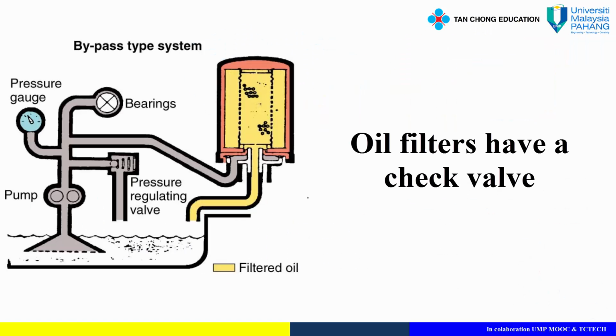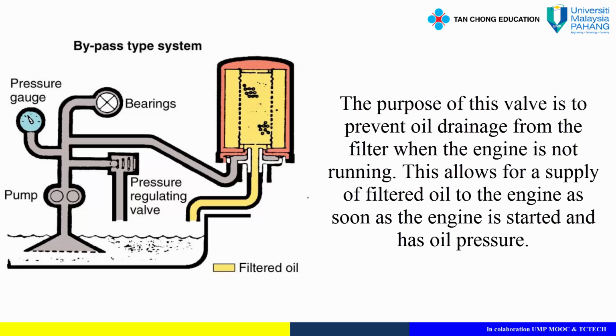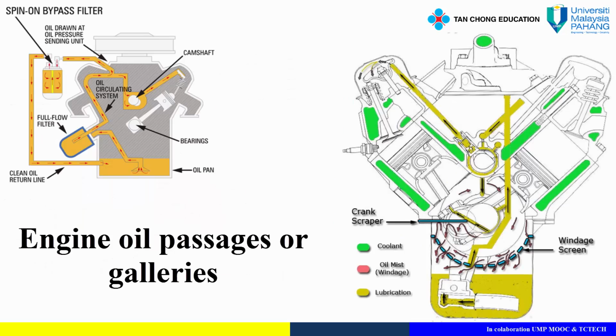Oil filters have a check valve. The purpose of this valve is to prevent oil drainage from the filter when the engine is not running. This allows for a supply of filtered oil to the engine as soon as the engine is started and has oil pressure.